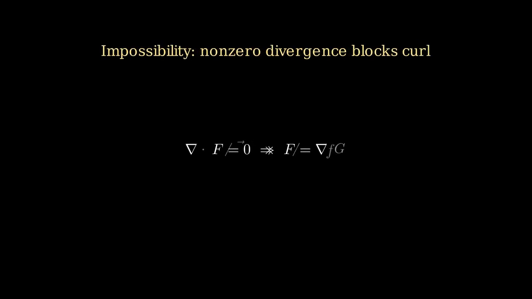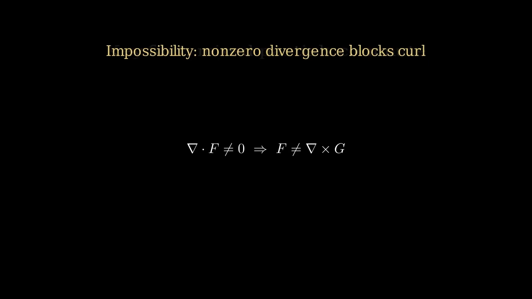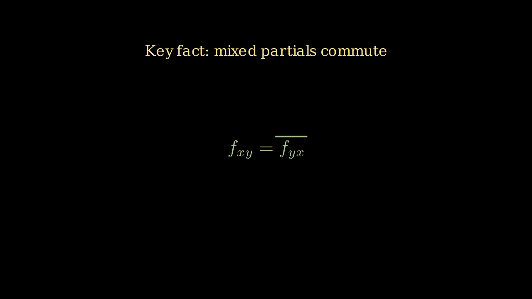For testing conservative fields, if the curl of a field comes out to 0, the field is conservative, and you can recover its potential function by integrating each partial derivative equation in turn and matching the results. For proving impossibility, if the divergence of a field is not 0, that field can never be the curl of anything, because the divergence of a curl is always 0. And underneath all of it, the reason curl of a gradient is always 0 comes down to one fact, that mixed partial derivatives do not care what order you take them in for any smooth function.